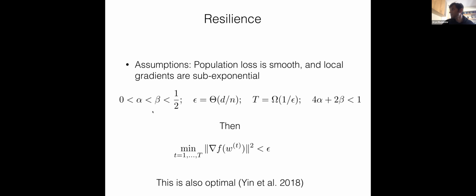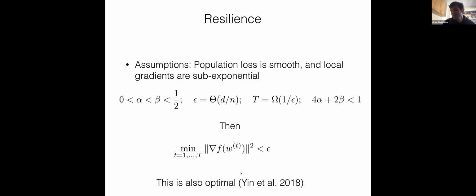So what are we going to get with this? If alpha is less than beta, it turns out that if 4 alpha plus 2 beta is less than 1, then this process that I just described is going to take you to the zero gradient point. It turns out this rate of convergence is also optimal by some lower bound in a previous paper.